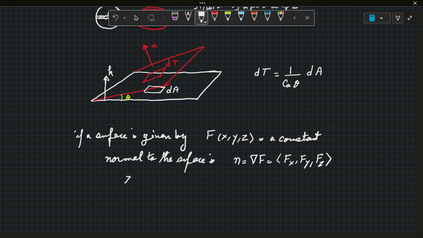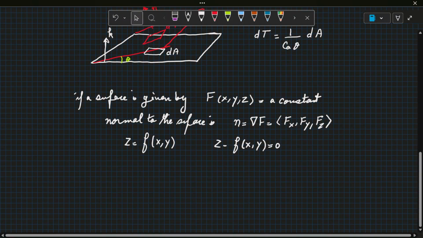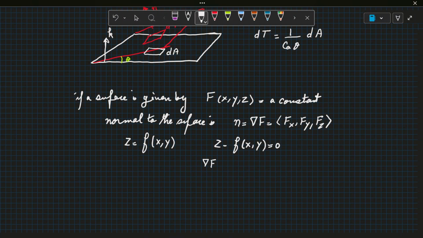So the equation that we have is given to us probably in the shape of z is equal to f of x and y. So what I do is I bring everything to one side, so I write it z minus f of x and y equal to 0. So that's going to be my capital F. Capital F is like this. Therefore my gradient is here.